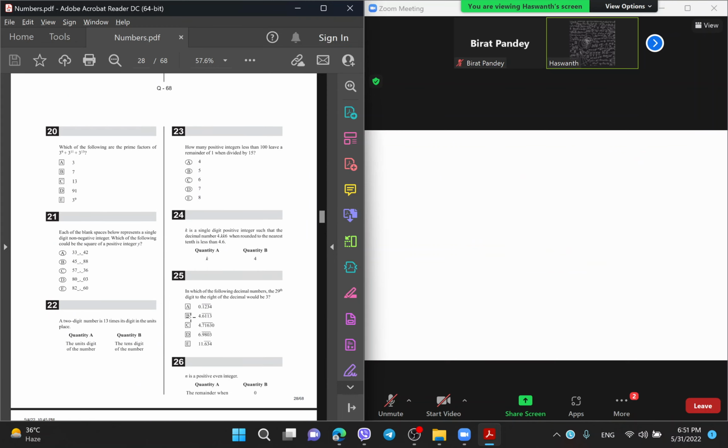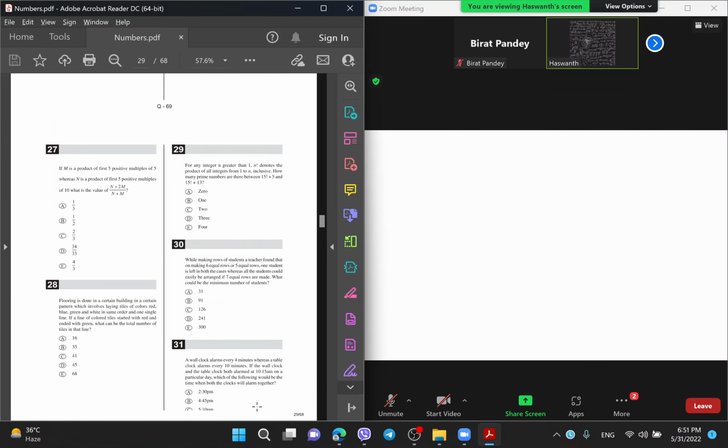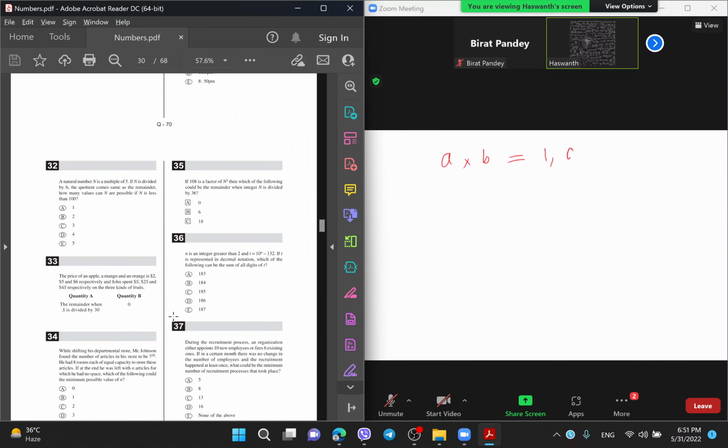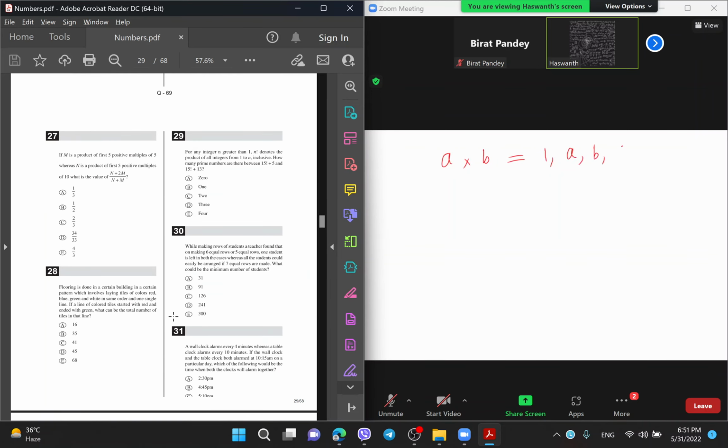Next, a into b is equal to c. If a and b are different prime numbers, how many positive factors does c have? He said a and b are different prime numbers, then a into b will have four positive factors: 1, a, b, a into b.